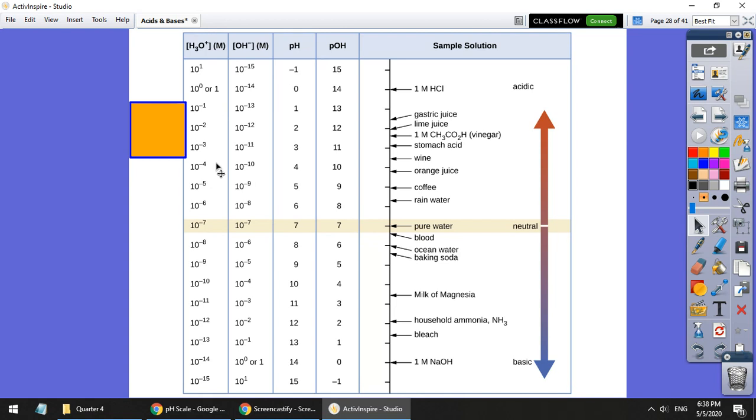But remember, what do these negative exponents mean? So 10 to the 1 is really just 10. 10 to the 0 is really just 1.